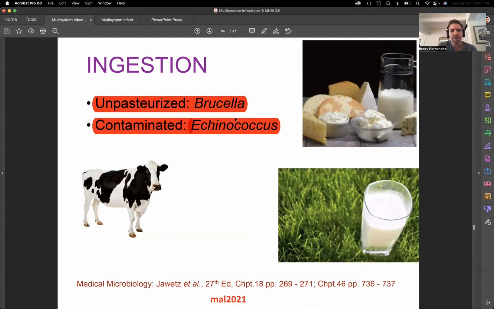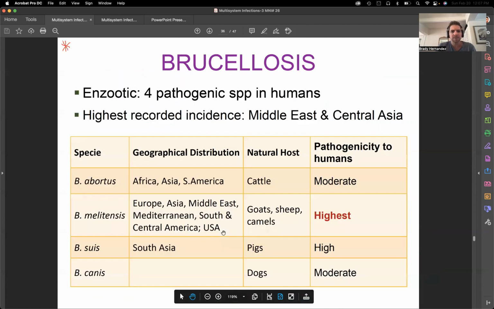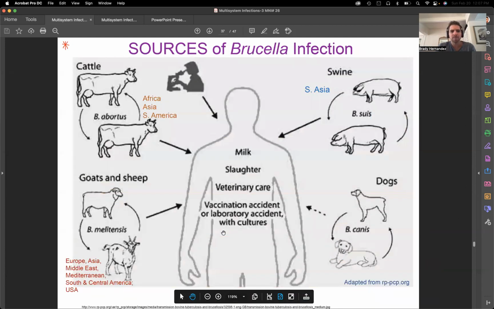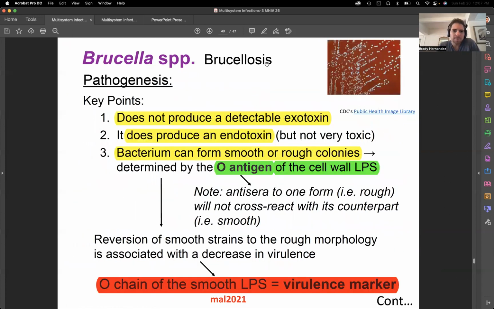Unpasteurized Brucella, Echinococcus, right? So Brucella, undulating fever, again, gram-negative coccobacillus, right? And then the sources are going to be important here. You get this from cattle. That's the big one they talk about. Brucella infections. All right, so yeah.